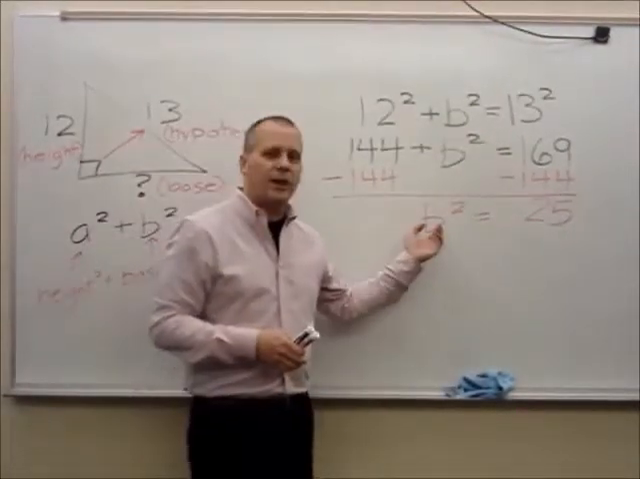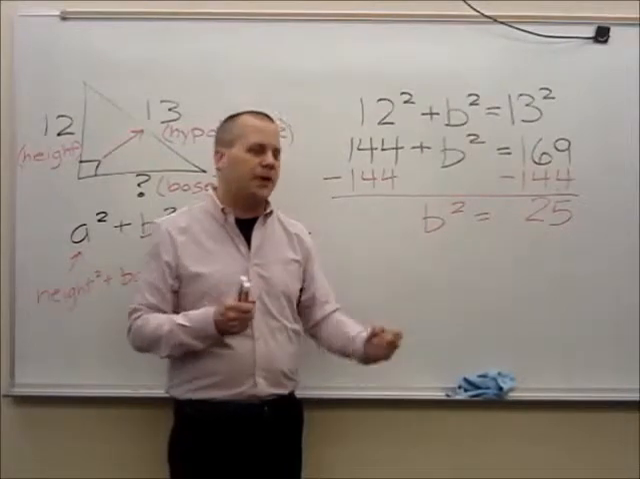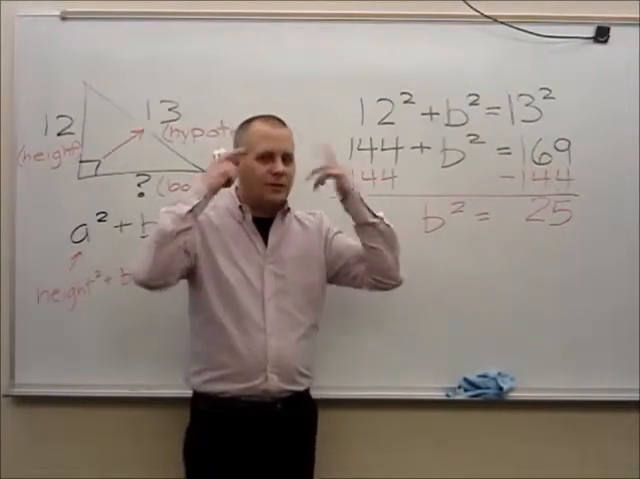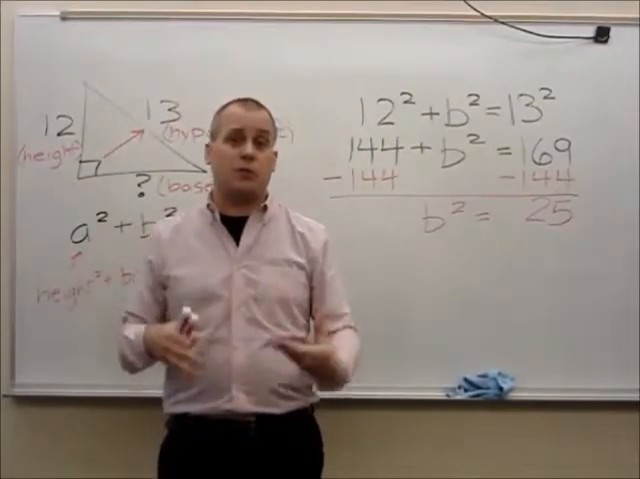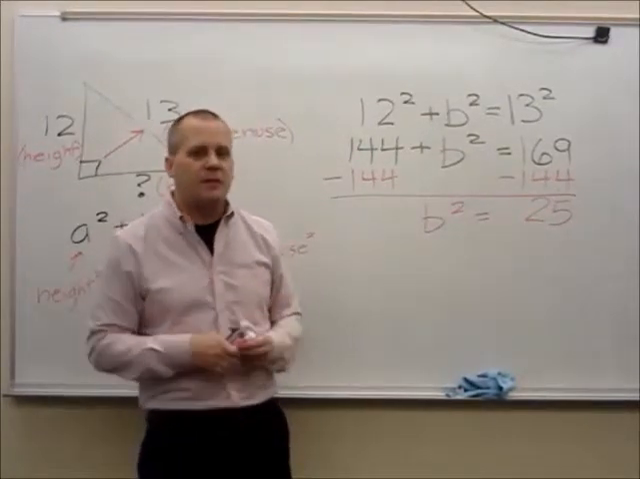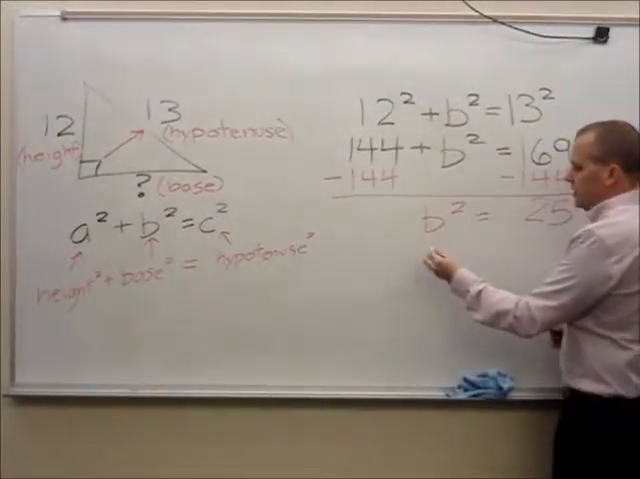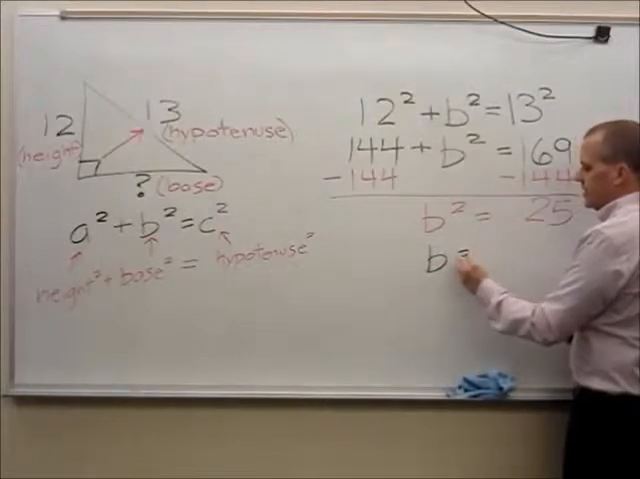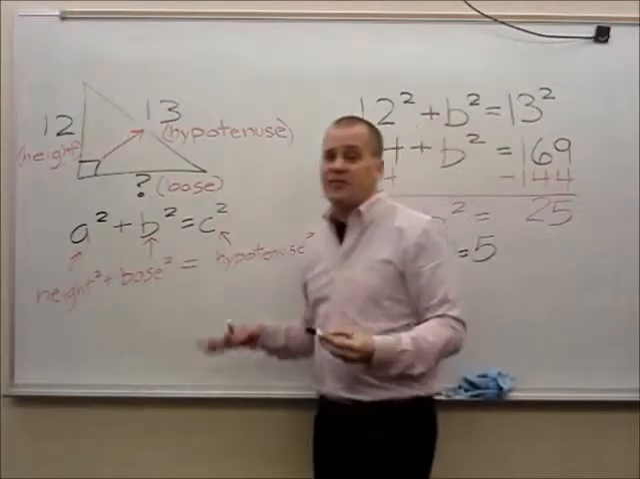The base, when I multiply the base by itself, the base times the base, I end up with 25. So now I need to say to myself, what two numbers can I multiply to make 25? But they have to be the same number. Well, if I take the square root of 25, I end up with 5. So my base value is 5.